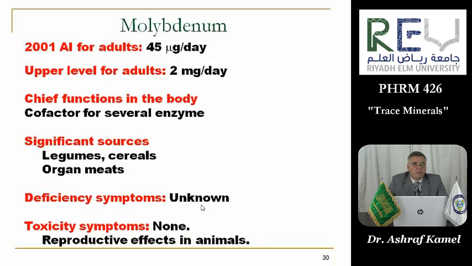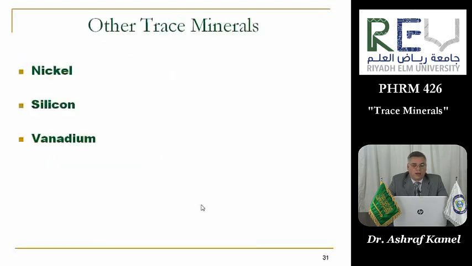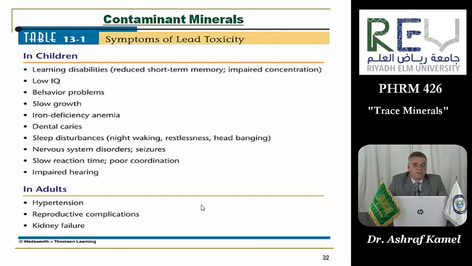Molybdenum. In 2001, the adequate intake for adults was 45 microgram per day, and the upper level for adults is 2 milligrams per day. Chief functions in the body: it's a cofactor for several enzymes. Significant sources include legumes, cereals, meats, and deficiency is unknown, and toxicity none. No toxicity for molybdenum, while in animals, reproductive effects have been recorded. Other trace minerals, just to know their names: nickel, silicon, and vanadium.